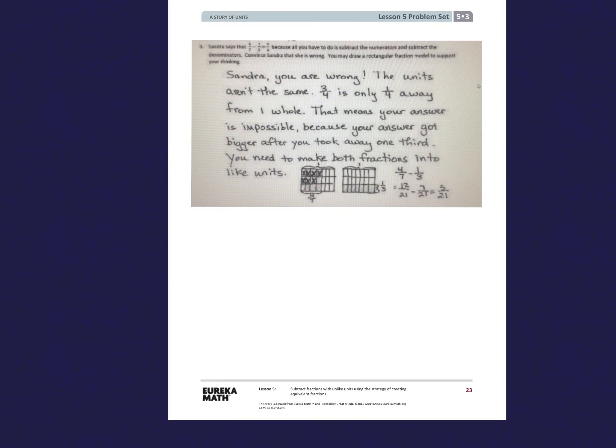So at this time, go ahead and do whatever work Mr. Cooper has up on the board for you right now. And we'll do the exit ticket together in just a few, whenever everybody's ready. So do not do the exit ticket yet. I'll talk to you later.